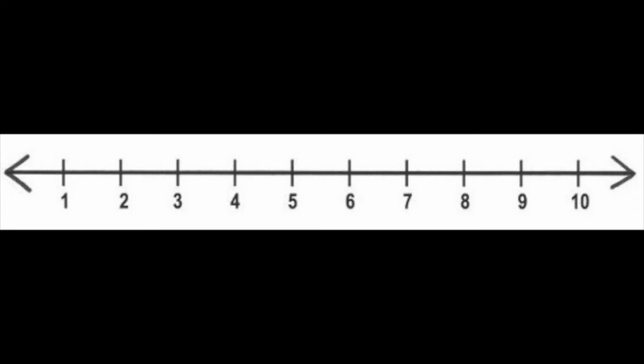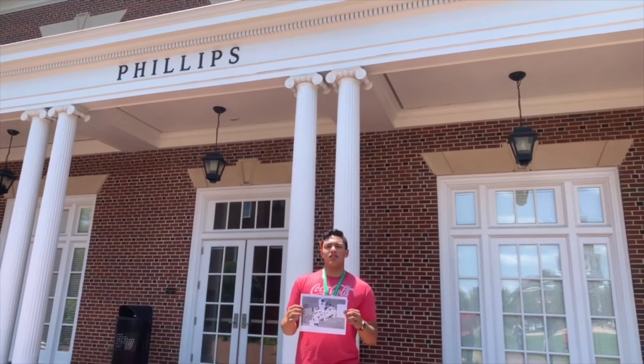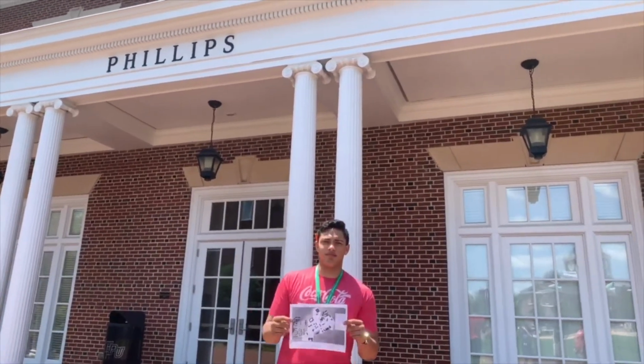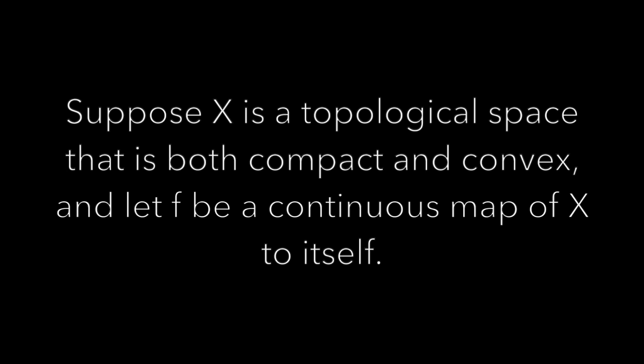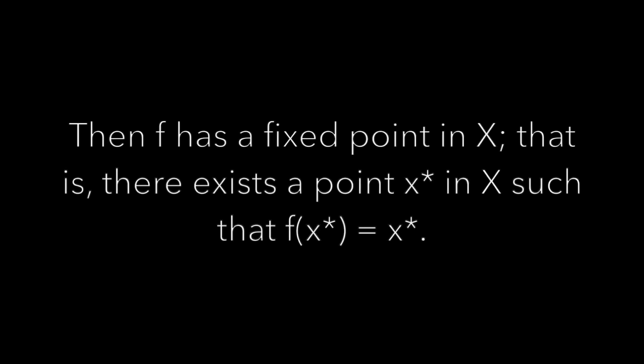Recall the example in which one copy of a number line was folded and then placed over another copy of the number line. The same phenomenon would occur in 2 dimensions when holding a high-point map if you are at any location on campus. There is some point on the map that lies exactly over the point it represents. This extends into Brouwer's fixed-point theorem. Suppose X is a topological space that is both compact and convex, and you let F be a continuous map of X to itself. Then F has a fixed point in X, that is, there exists a point X star in X such that F of X star equals X star.